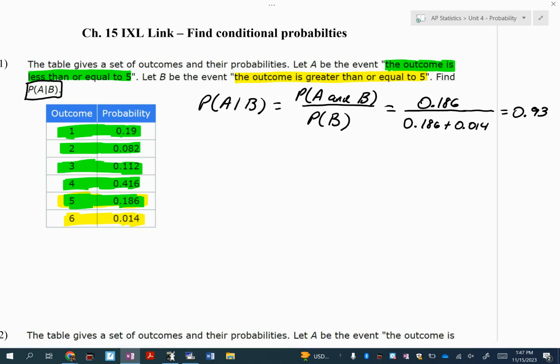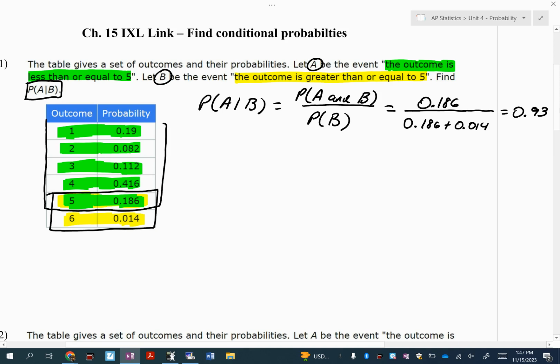I don't understand why you always put 5. So the first outcome, event B, says greater than or equal to 5. That's these two. Oh, okay. Can I just finish this up? Event A is less than or equal to 5, and the only one that's boxed in both of those is 5. 5 is the only one that's part of both.